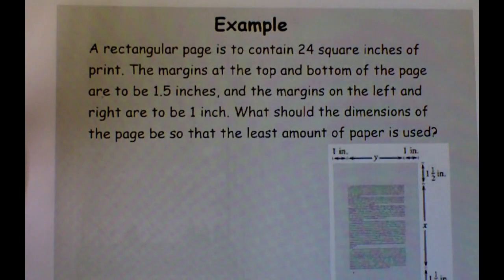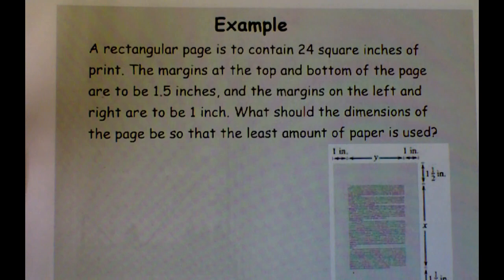Next up, we have a rectangular page, which is to contain 24 square inches of print. The margins at the top and bottom are to be 1.5 inches, and the margins on the left and right are to be 1 inch. We're going to determine what the dimensions of the page should be so that the least amount of paper is used.